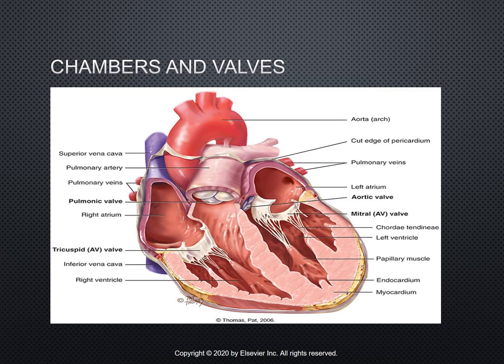Then there's also two semilunar or SL valves. Okay, so the semilunar valves are the pulmonic valve, okay, and the aortic valve. So the pulmonic valve is on the right side of the heart. That's where the ventricle is pumping the blood into the pulmonary artery through the pulmonic valve, and that's how it gets to the lungs, okay?